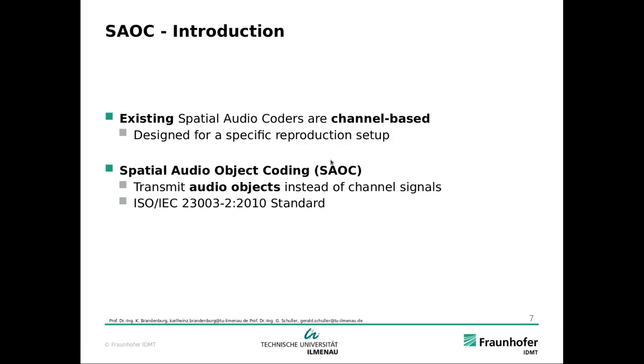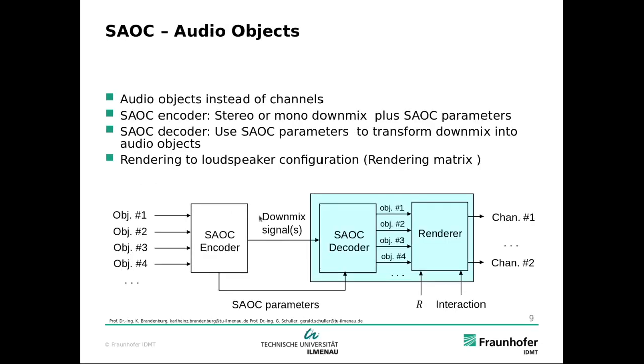But here this is about audio objects, so it's not about where the speakers are, but where audio objects are, for instance a singer or an instrument. So here we transmit audio objects instead of channel signals, and that's part of this standard. Here you can see the system. We have audio objects instead of channels, and for the SAOC encoder, for instance, we can have a stereo or a mono downmix plus SAOC parameters.